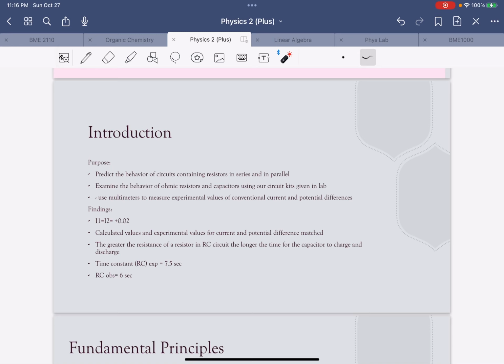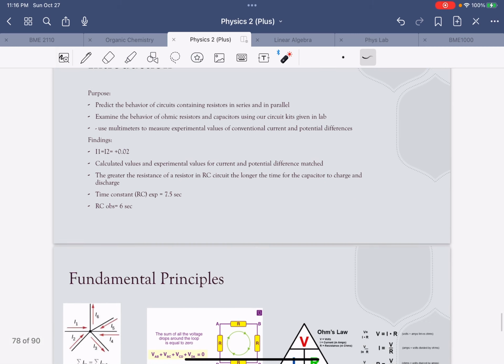We found that our current 1 is equal to current 2, which is equal to 0.02 in the series circuit. Calculated values and experimental values for current and potential differences matched. The greater the resistance of an RC unit, the longer the time for the capacitor to charge or discharge. And the RC experimental value is going to be 7.5 seconds, and the RC op is going to be 6 seconds.